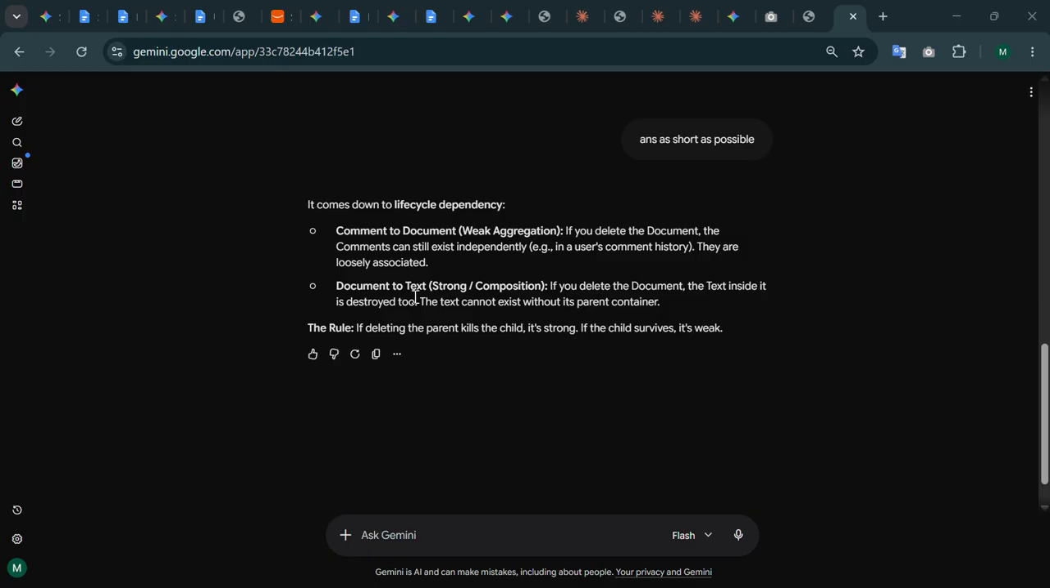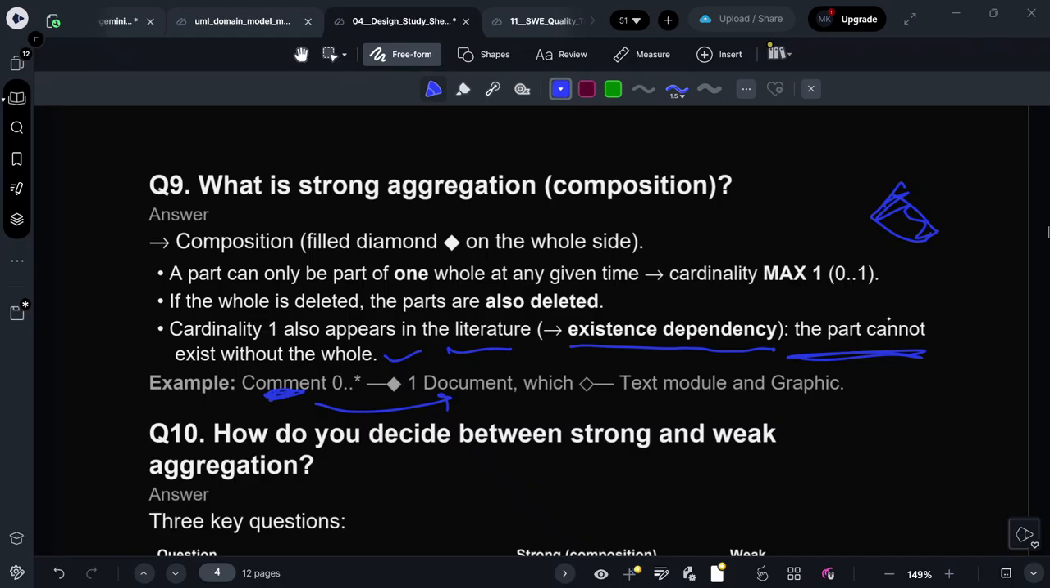So what we basically learn is that comment to document is a weak aggregation. If you delete the document, the comments can still exist independently, like users' comment history. They are loosely associated. But document to text is a strong composition. If you delete the document, the text inside it is also destroyed. So the rule is that if deleting the parent kills the child, it's strong. If the child survives, it's weak. The text cannot exist independently, but comments can exist independently of the document.